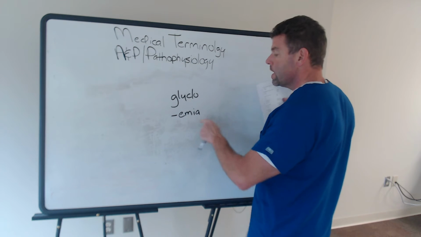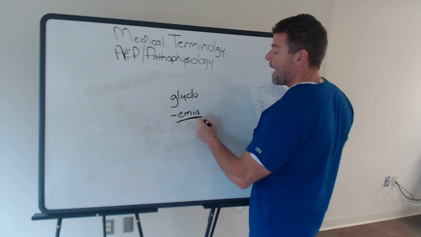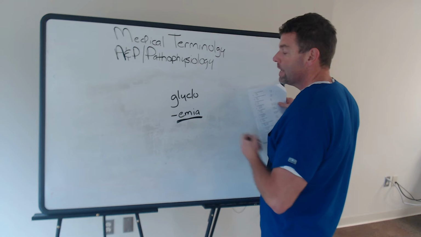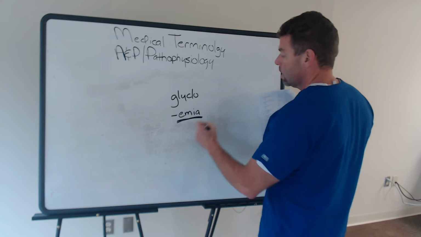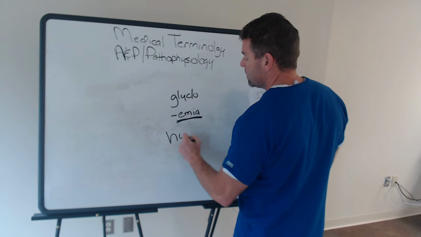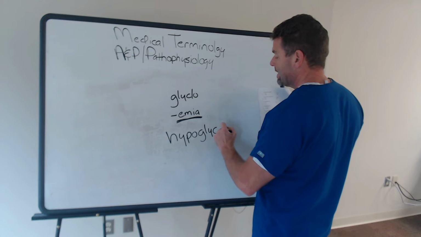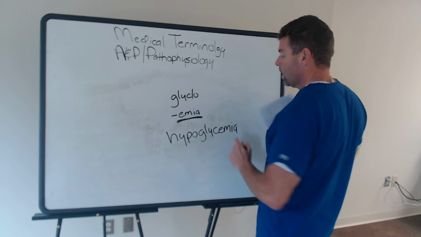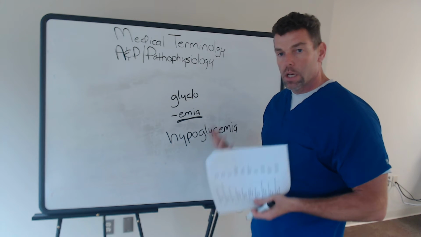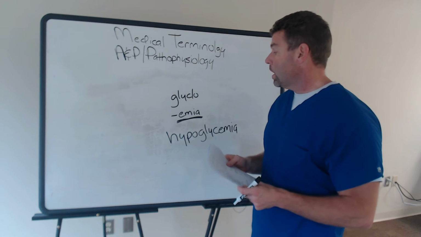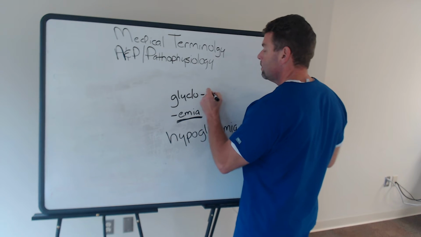You may also hear a term pertaining to a condition or an abnormal condition of the blood, emia. If somebody were to have low blood sugar, you might see the term hypoglycemia. Okay? Emia is a suffix which means condition or abnormal condition of the blood. Hypo, we said, means low, and then glyco means sugar.